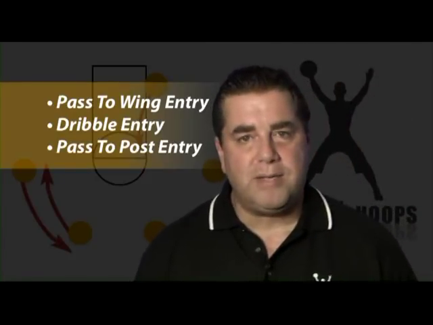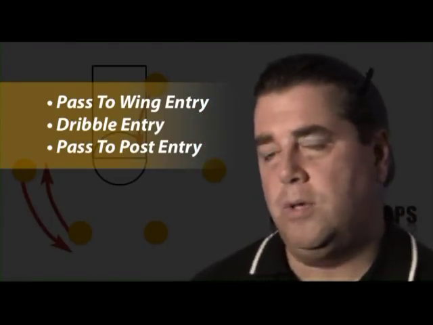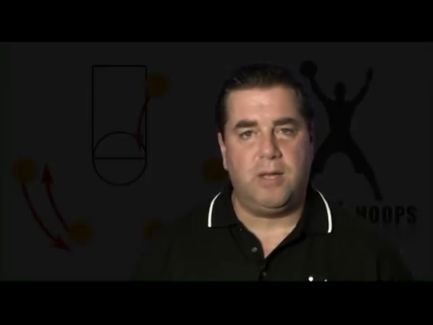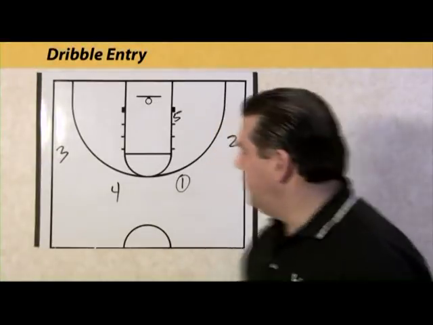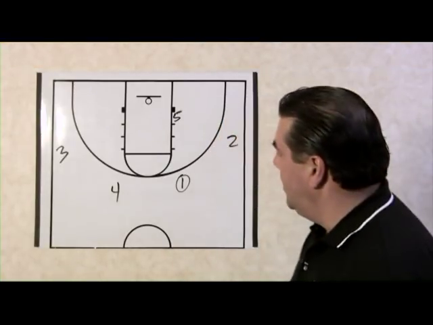The first option is our pass to the wing. We can also dribble entry to the wing, and we can also pass the ball to the post in the elbow area to start the offense. Okay, now you've got the ball into the operational area, and let's take a look at what we're going to do out of the Princeton series continuity offense.